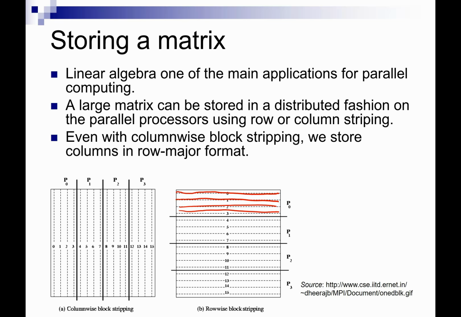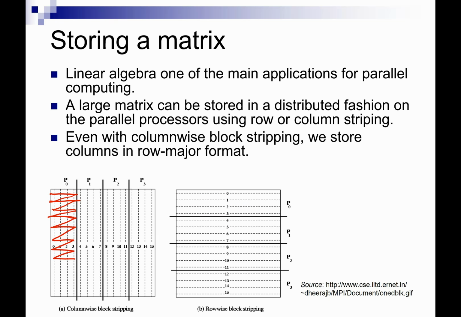Now if we're using this column striping, we're still going to store things in row major format. So P0 is going to store the first 4 values, followed by the next 4 values, and in this fashion. So you have this sort of zigzag pattern for how you store the values. So that's for storing the matrix.